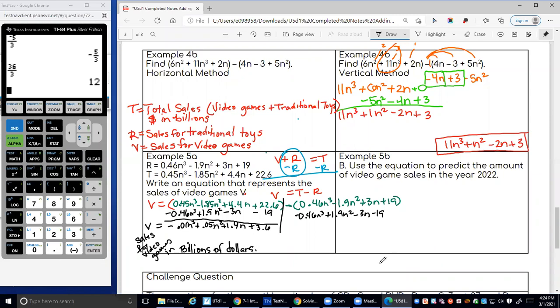Feel free to. They're your notes, right? So here's your lovely little equation. And then it says, use the equation to predict the amount of video game sales in year 2022. Now, the other thing I forgot to tell you was that N is equal to the number of years since 2010. I realize that's a long time ago for some of y'all. In the chat, I want you to tell me, what does N equal in 2022?